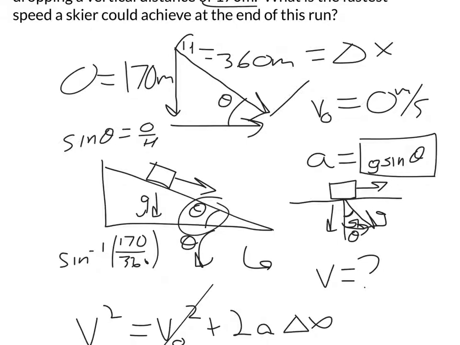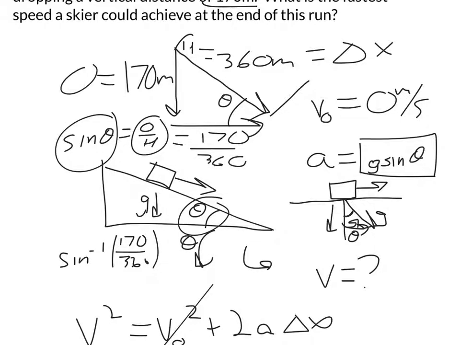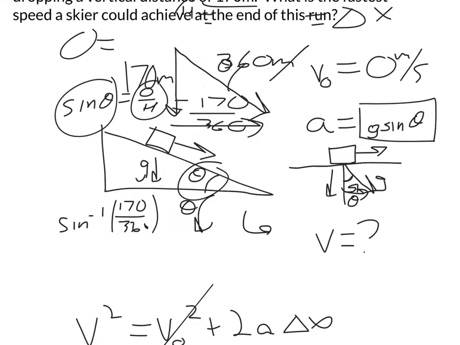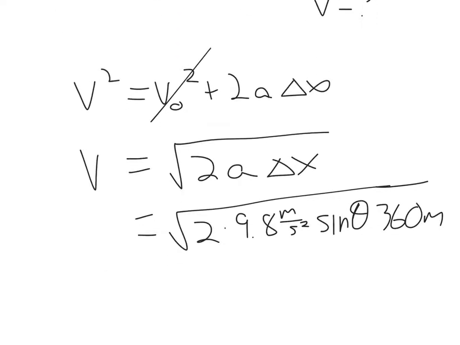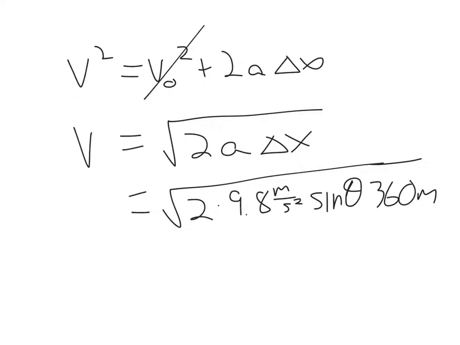I don't recommend you do that, because you already have that the sine of theta equals 170 over 360. So just replace the whole thing. Look down here. See how sine of theta is its own piece here? So we're going to do this.